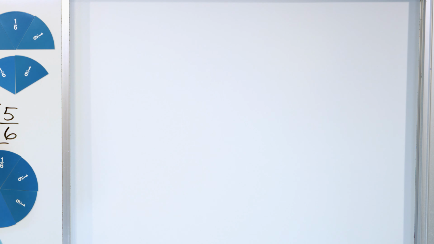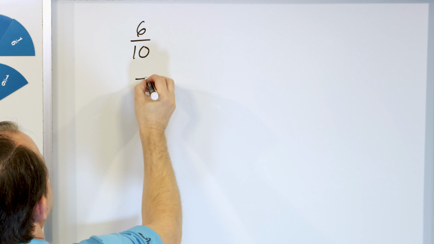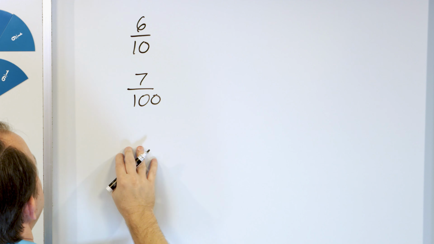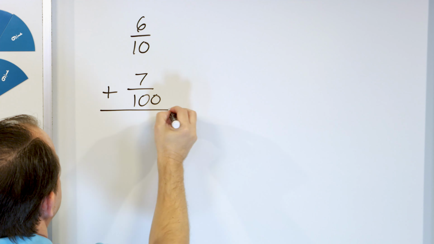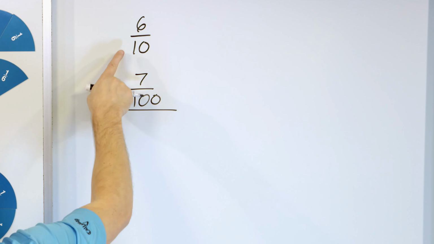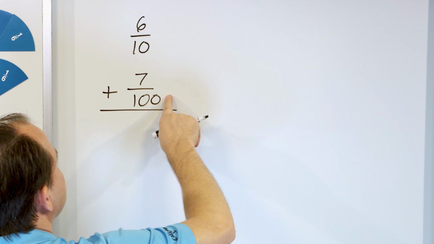All right, let's take a look at problem number 8. So what I have here is 6/10, and I'm adding it to 7/100. I don't have fractions with 100 slices, so I can't really use a fraction here, or a magnet here. But I have 10 and 100, so I know I can multiply this by 10. So give me 100 on the bottom for both.